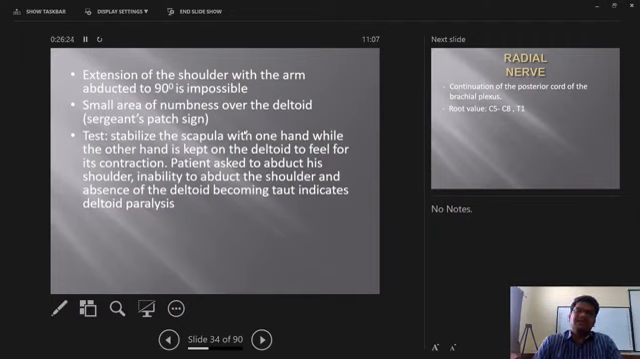To test it, stabilize the scapula with one hand while the other hand is kept over the deltoid to feel for its contraction. The patient is asked to abduct the shoulder, and inability to abduct the shoulder and the absence of deltoid contraction indicate deltoid paralysis.